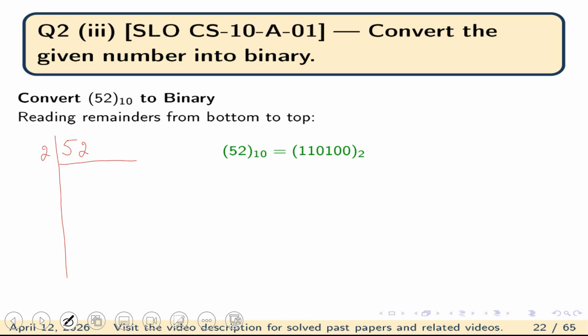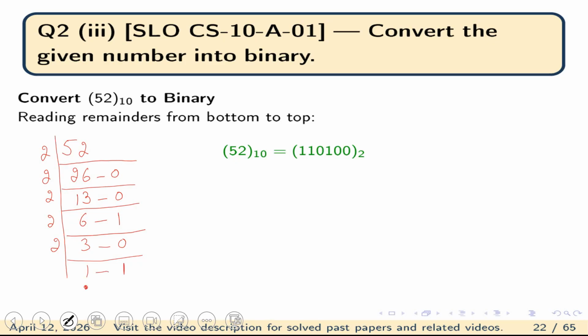52 divided by 2, answer will be 26 and 0 is the remainder. Again divided by 2, answer is 13 and remainder is 0. Divided by 2, 6 and remainder is 1. Divided by 2, 3 and remainder is 0. Divided by 2, 1 and remainder is 1.